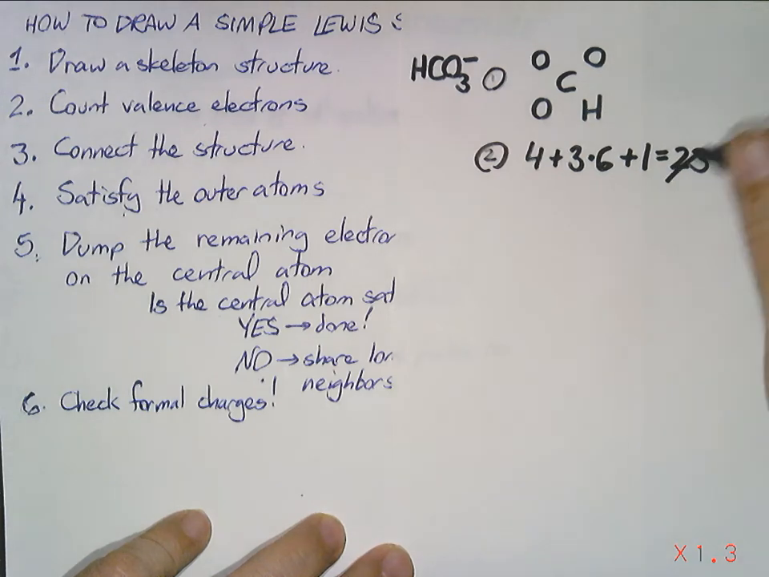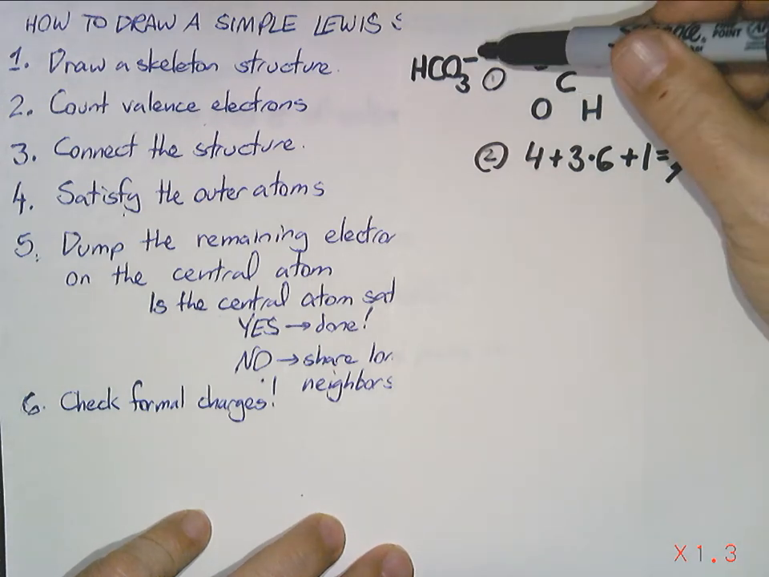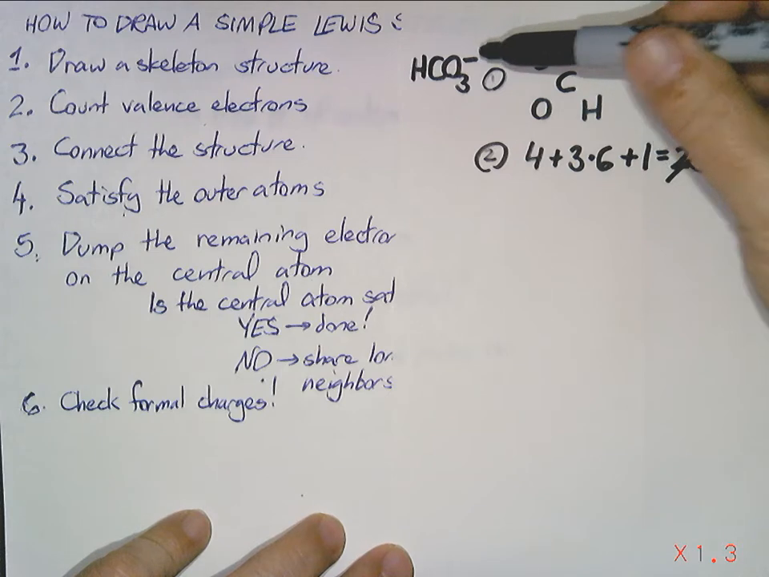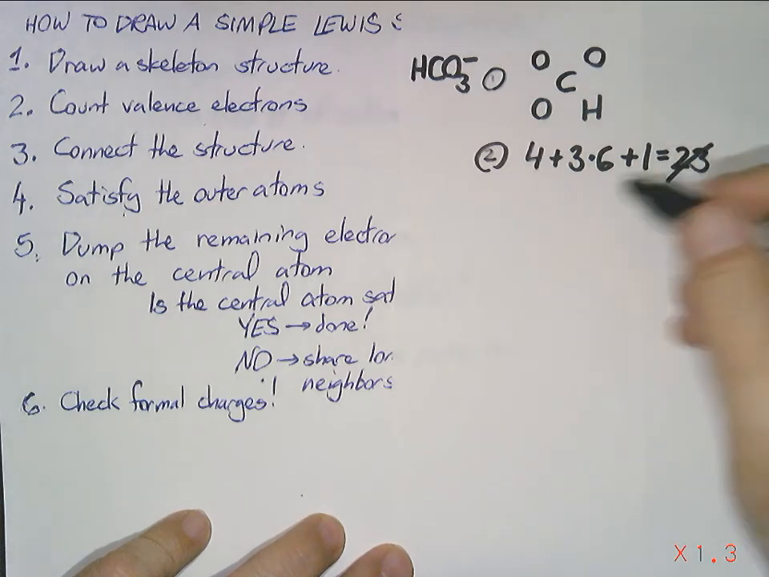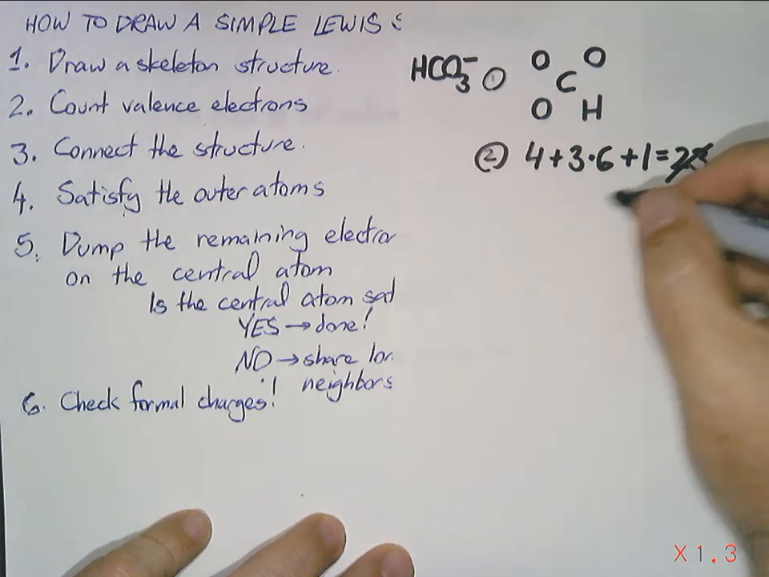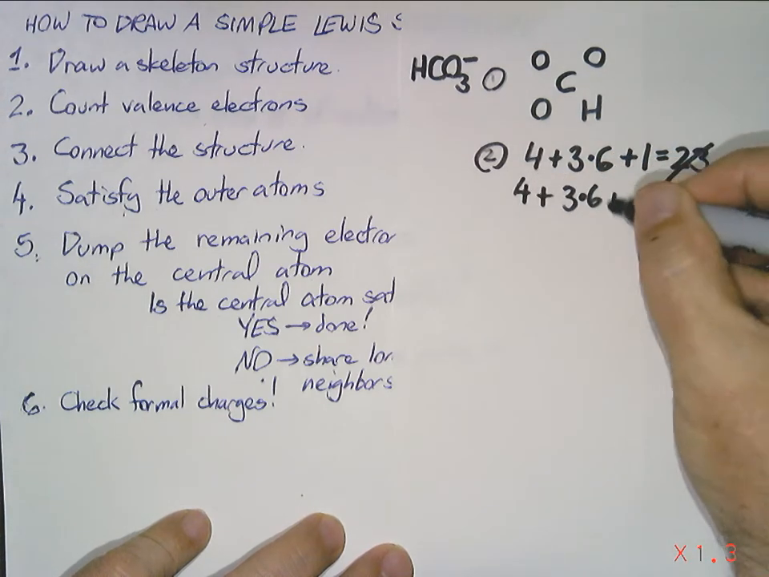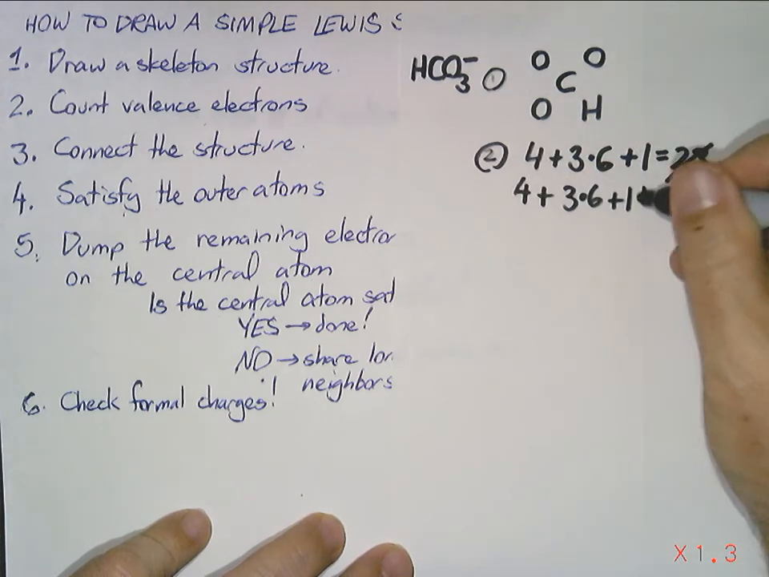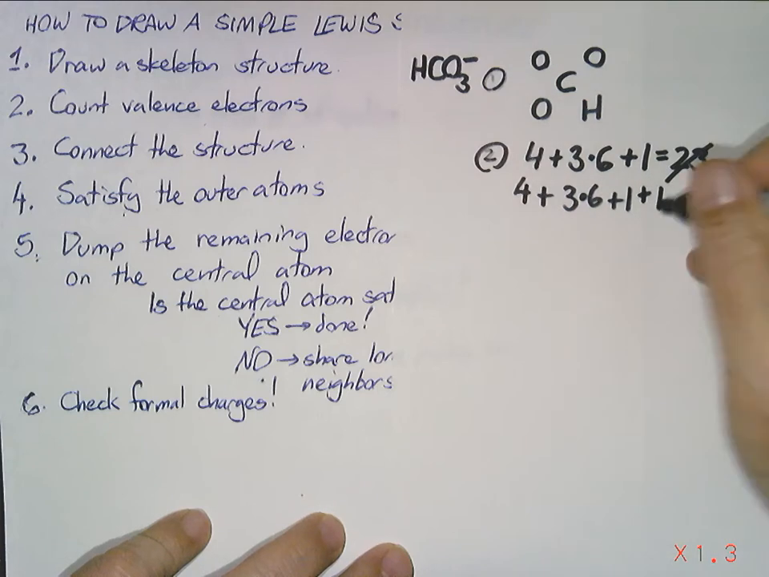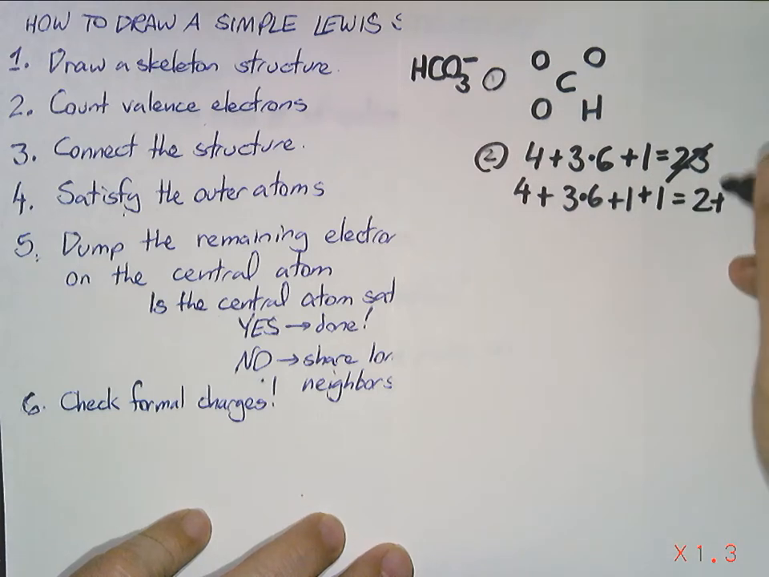No, it's not right, because there's a minus sign on here, and I have to add an extra electron. So I'll have to do 4 plus 3 times 6 plus 1 for the hydrogen plus 1 for the extra minus charge. So it's going to be 24.